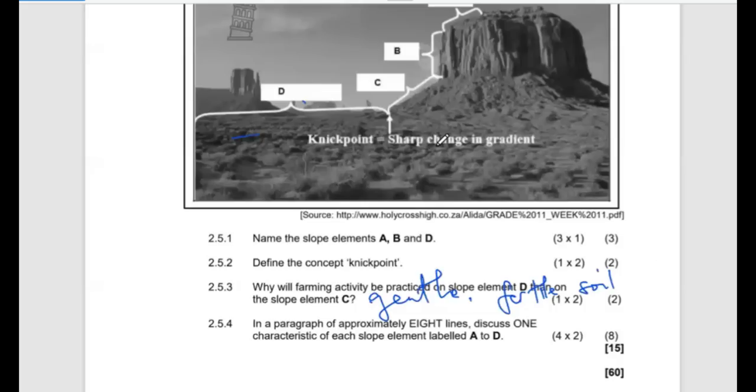What kind of material is found in D? Eroded material from the upper part of the slope. There's fertile soil. There are deeper soils there in area D. So basically, you highlight those parts of the slope and try to justify and explain along those lines as part of the features of those slope elements. Right.